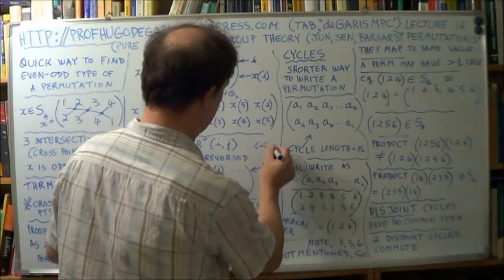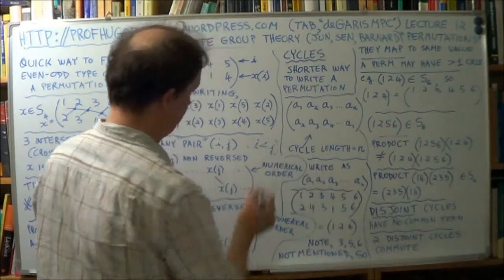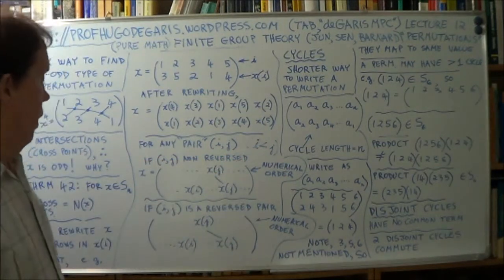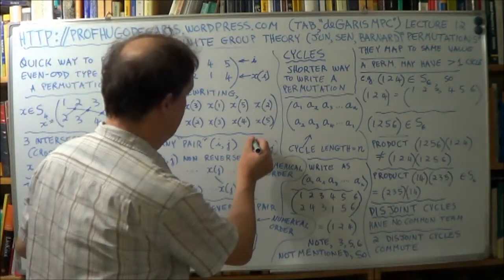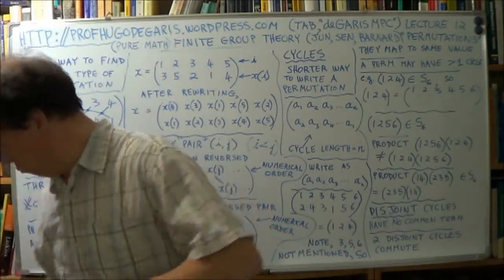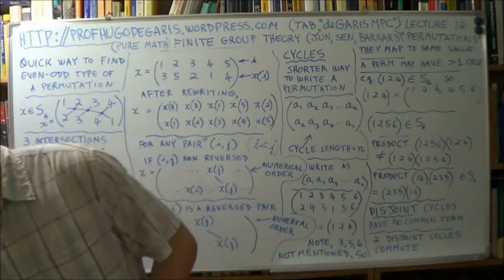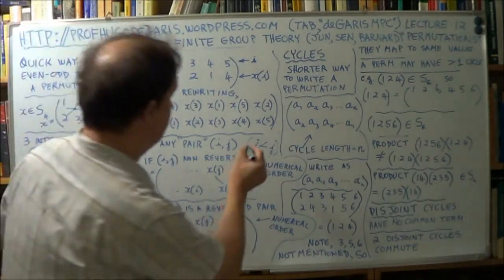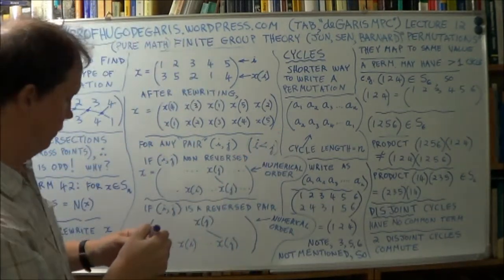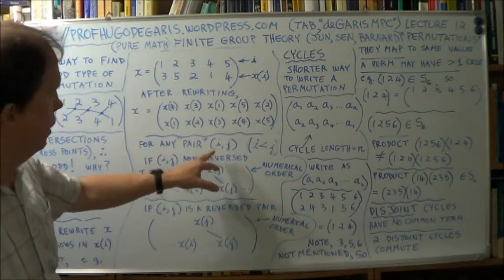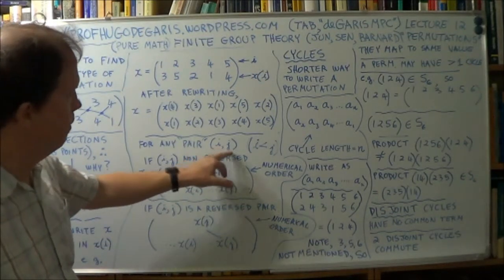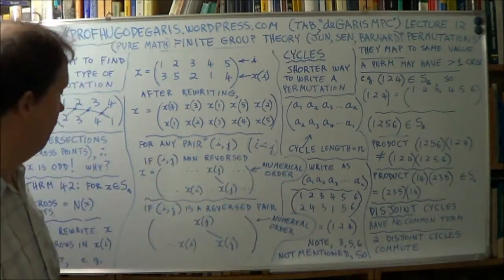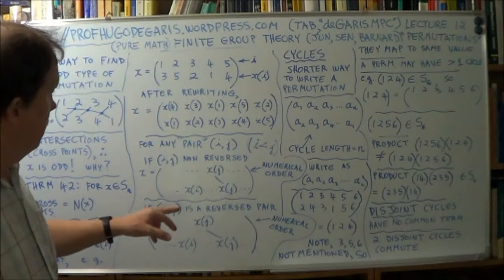I has to be less than j. Okay? So it's that kind of pair with this condition. All right? Now let's concentrate just on two of these numbers. And ij is one of these pairs, and i is less than j.